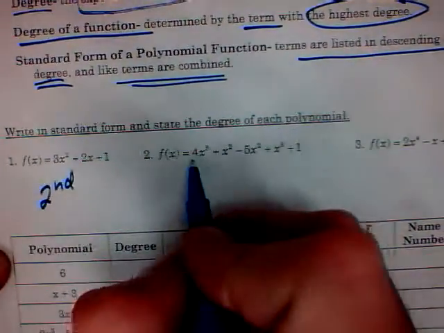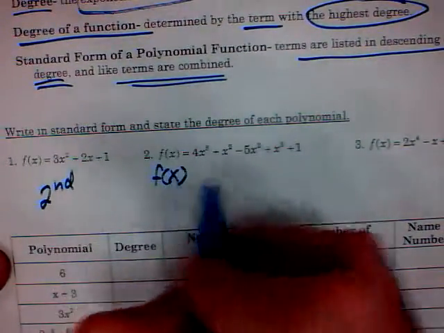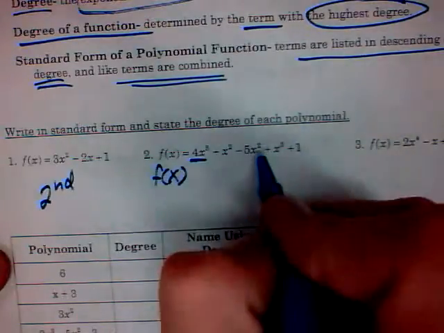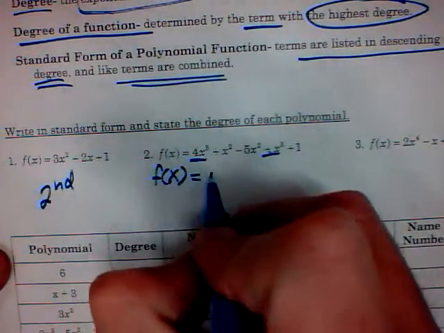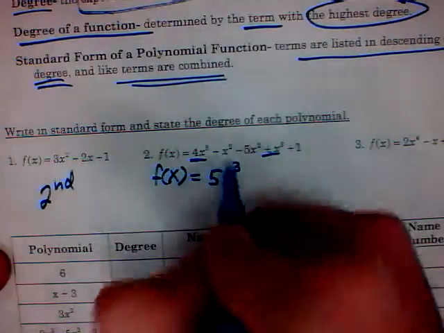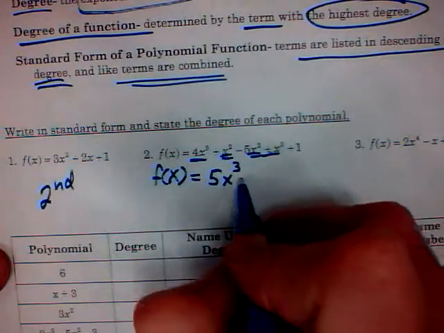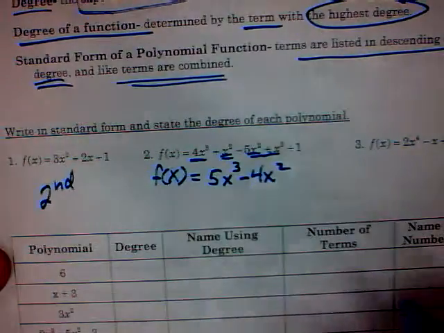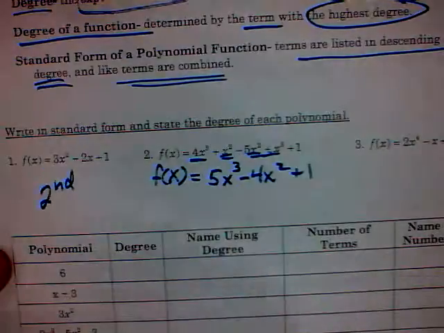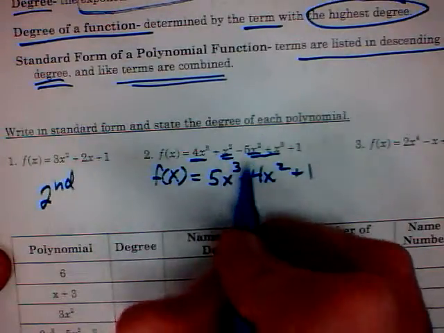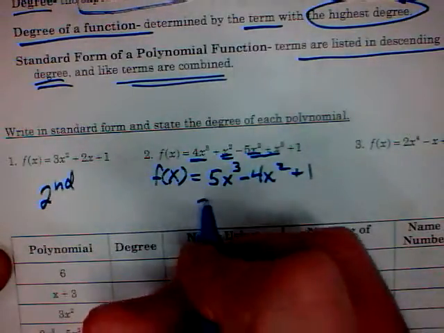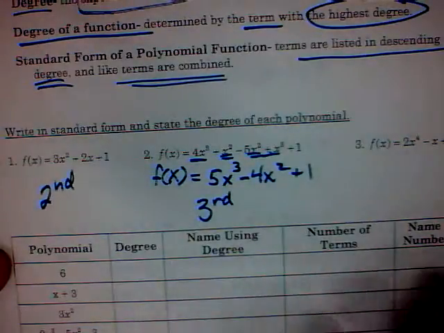On the second one here, looks like we can combine some like terms. So we have a cube here, and we have a cube here. So that's equal to 5x cubed. And then we have a squared here and a squared here, so that's minus 4x squared. And then we have a constant of plus 1. Highest degree here is 3, so this is a third degree.